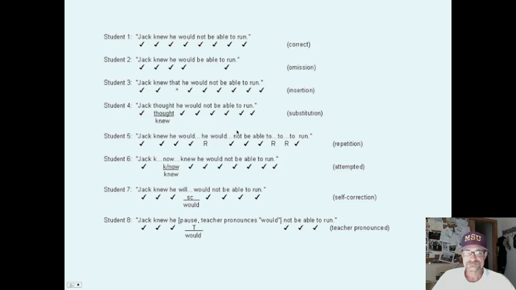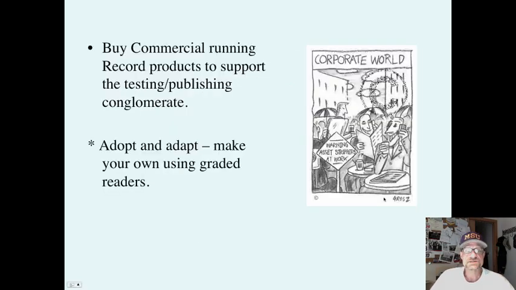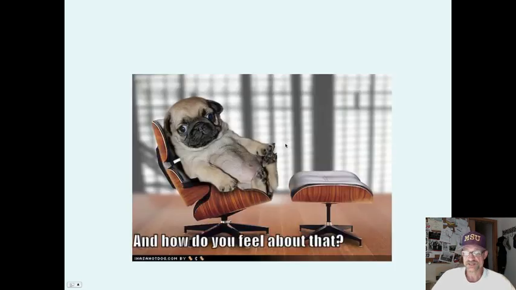Make your own. These are the words they got correct. This person is taking it to another level. A word that's inserted, a substitution, they're actually writing the word, self-correction. And I like to keep this one real basic. When we do miscue analysis, you can take it up a level. Again, buy commercial running record products to support the testing publishing conglomerate. Yes, you can do that. Adopt and adapt and make your own.